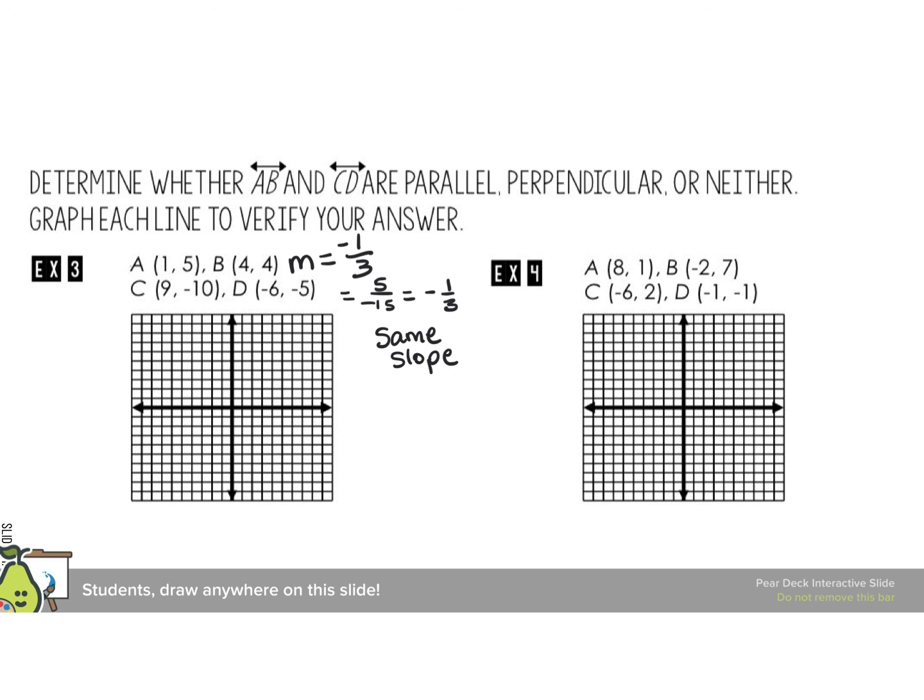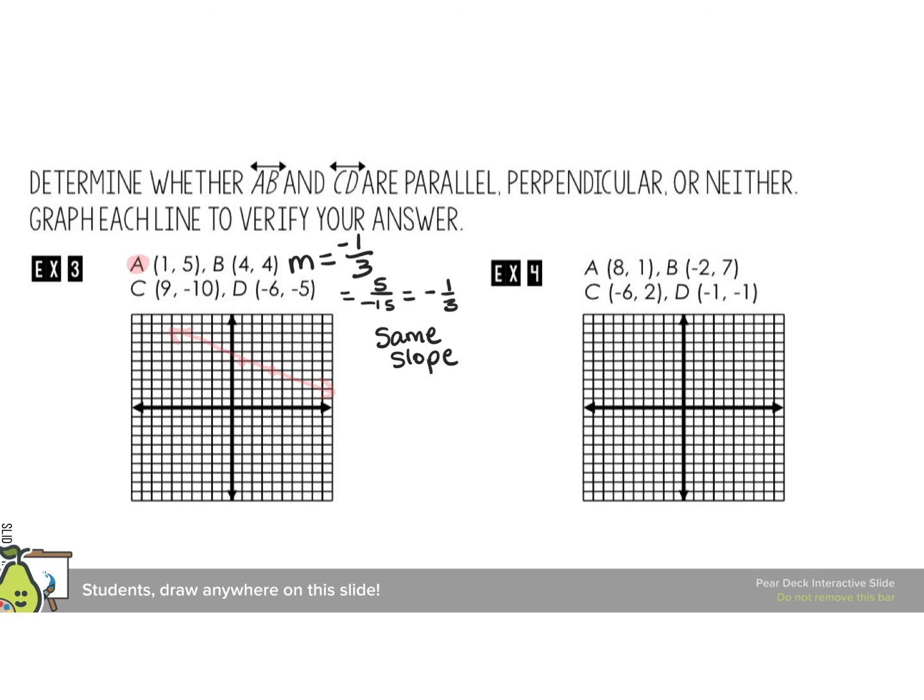The first one, A, we'll do in this color. So 1, 5, right one up 5, point would be here. And 4, 4 would be here. And we can go ahead and draw that line. May or may not be very straight.